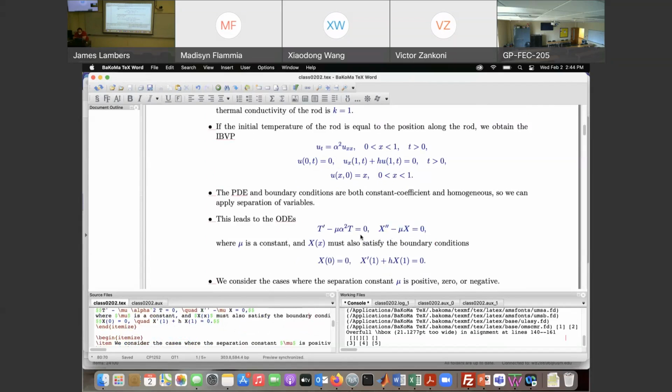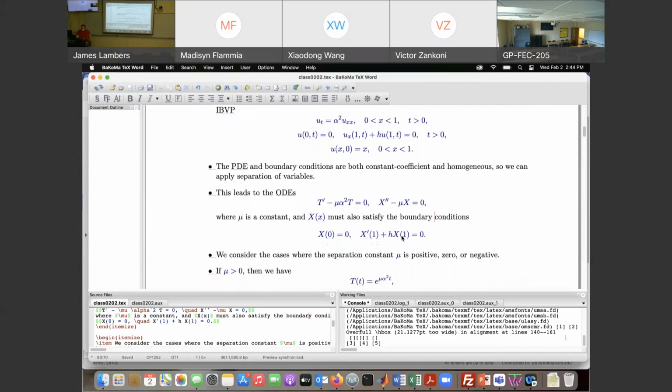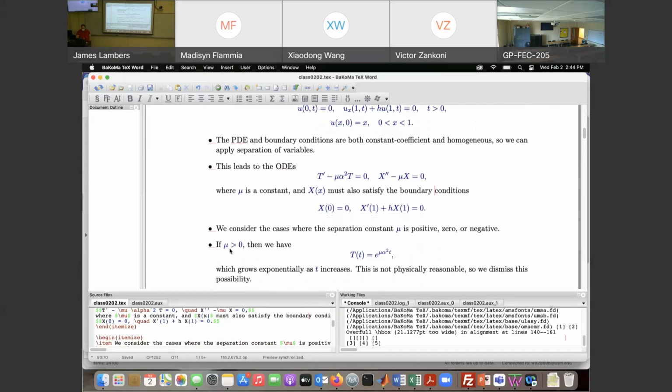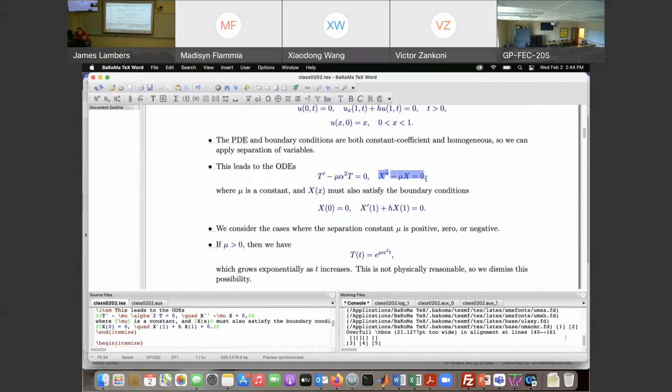Now, at this point, we don't know anything about mu, this separation constant. Is it positive, negative, or 0? Like before, we have to check. So first we consider a case where mu is positive. Recall my review of first order ODEs, or second order ODEs in this case. I'm sorry, I'm focusing on this ODE for this case.